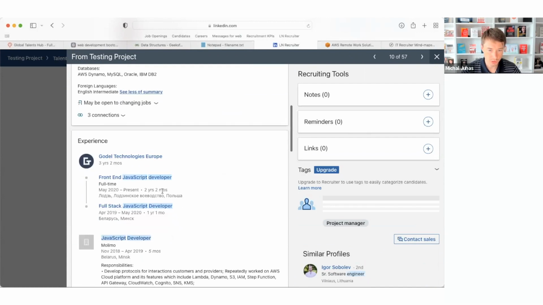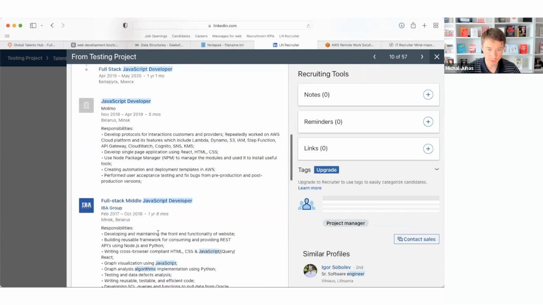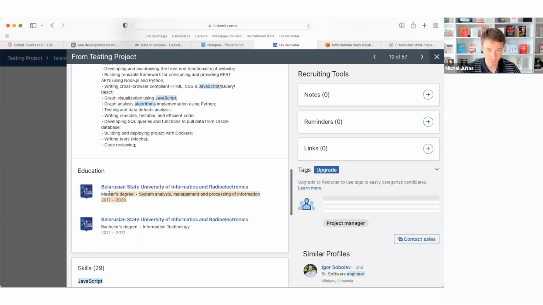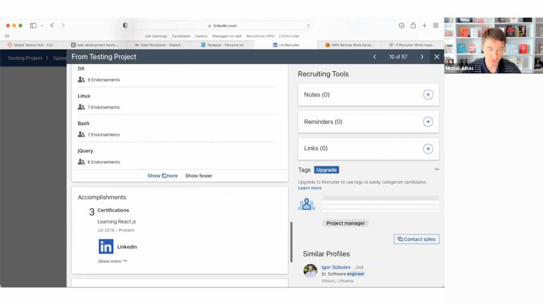So front-end engineer, that's great. Full stack JavaScript developer, 1 year, awesome. 3 years in the company, that's great. Graph analysis, algorithm validation using Python, graph visualization using JavaScript, nice. Studied master's degree, informatics and radio electronics, that's great. Most likely knows a thing or two about data structures.